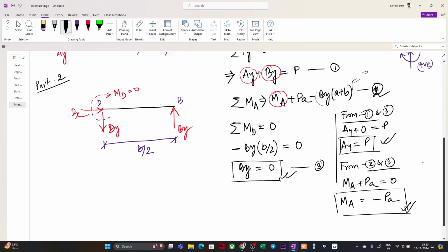So we will see another example in our next lecture, and we will try to end this particular part, and then we will move forward with our other topics, right? So this is it for today's lecture. We will do one more example in our next lecture, and we will try to understand the application of internal hinge, right?